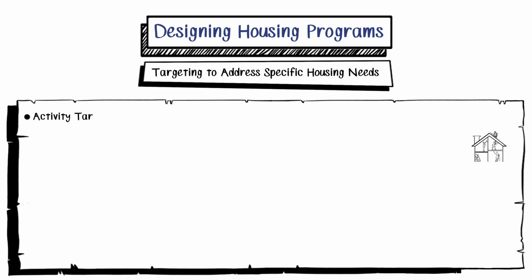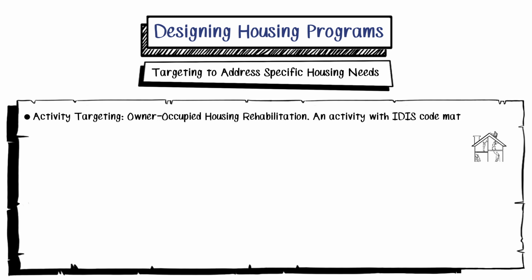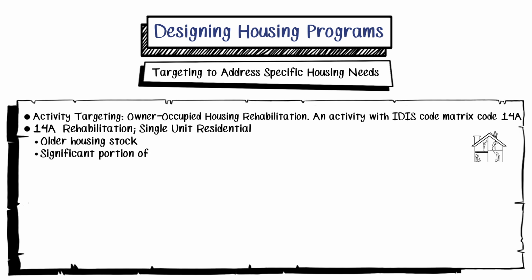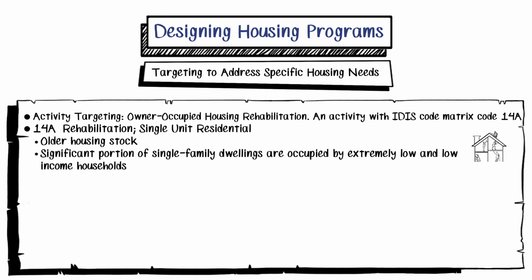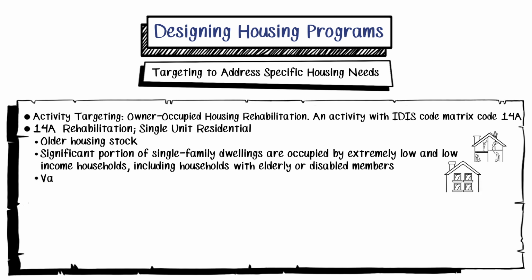For example, targeting assistance for owner-occupied housing rehabilitation is appropriate if a community's housing stock is very old, or if a significant portion of single-family dwellings are occupied by extremely low and low-income households, particularly those with elderly or disabled members, or if an area has numerous vacant, abandoned homes and exhibits extensive deterioration.